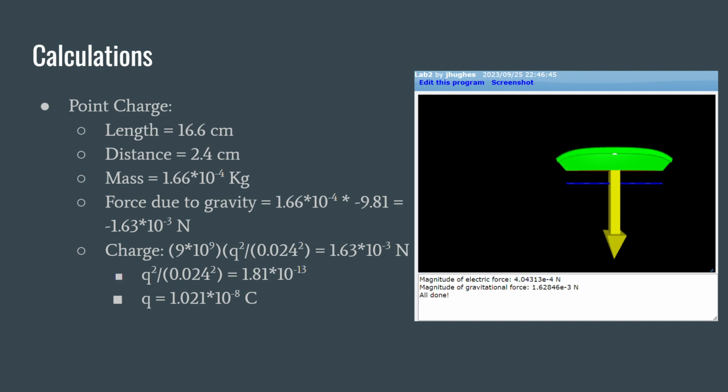The calculations initially are very similar to those in Lab 1. We start with our length of the tapes being 16.6 centimeters, the distance between the two tapes of 2.4 centimeters. We can then calculate the mass, which is 1.66 times 10 to the negative 4 kilograms. Using all these values, we can thus calculate force due to gravity being negative 1.63 times 10 to the negative 3 newtons. Then finally, we can calculate the point charge value being Q equals 1.021 times 10 to the negative 8 coulombs.